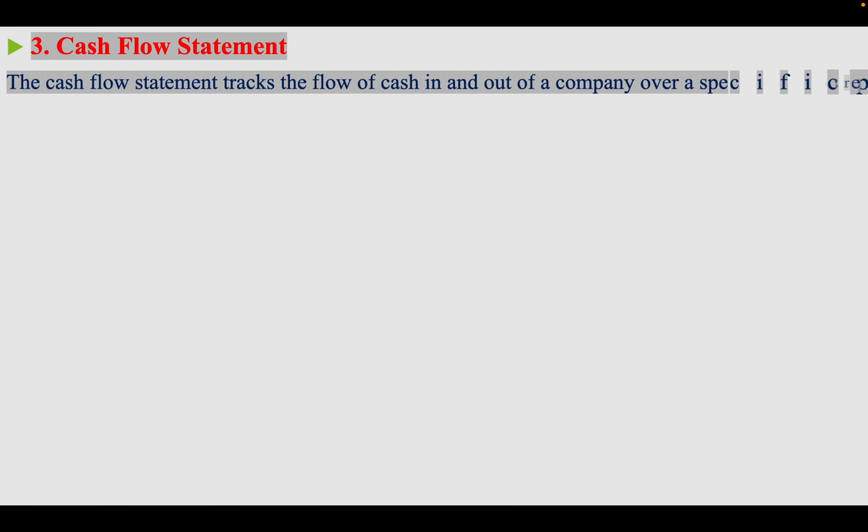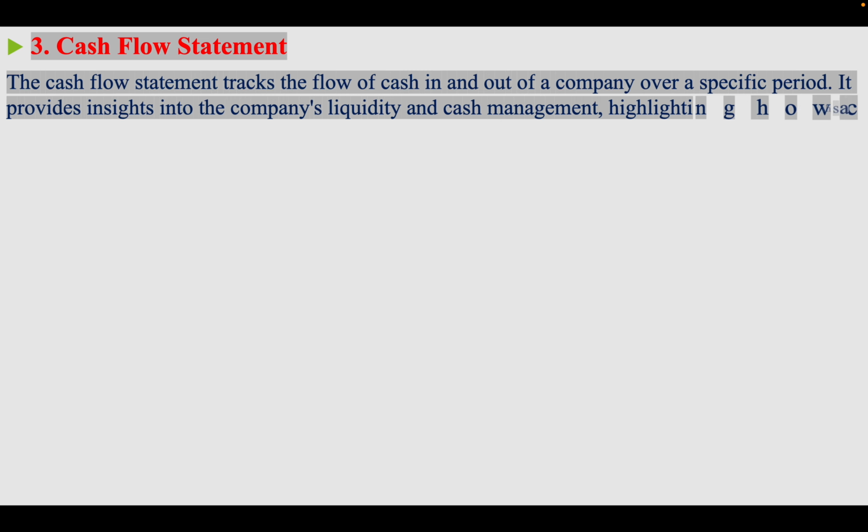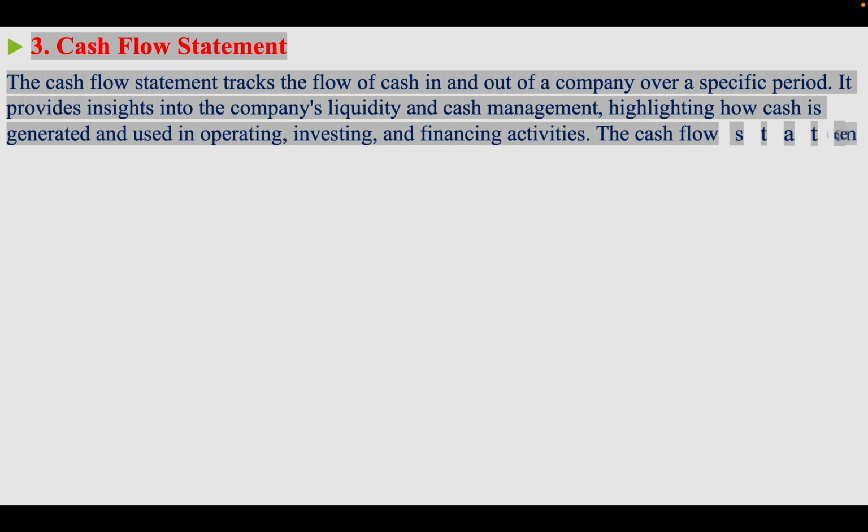Cash flow statement. The cash flow statement tracks the flow of cash in and out of a company over a specific period. It provides insight into the company's liquidity and cash management, highlighting how cash is generated and used in operating, investing, and financing activities. The cash flow statement is divided into three sections.